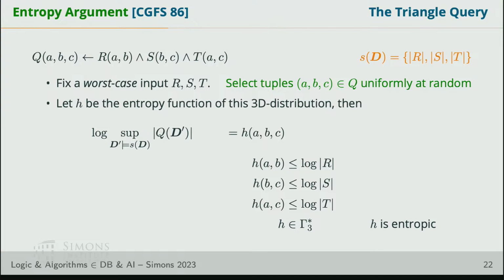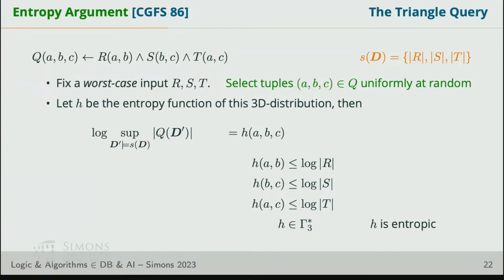And the marginal entropies will be less than log of the support of the projections of this distribution onto S and onto T, because the uniform distribution has the maximum entropy. And so this will be less than the 3 logs, right? And finally, the most important constraint is that H, as a function, has to be entropic.